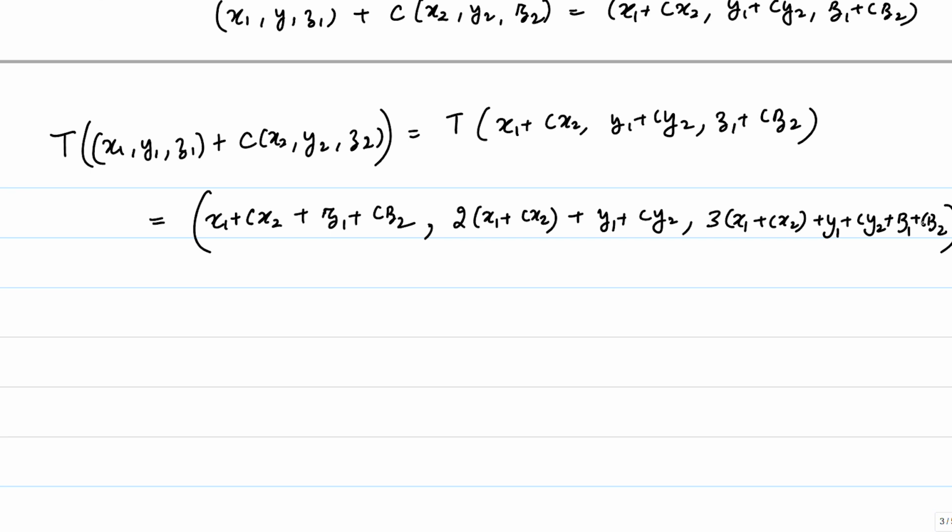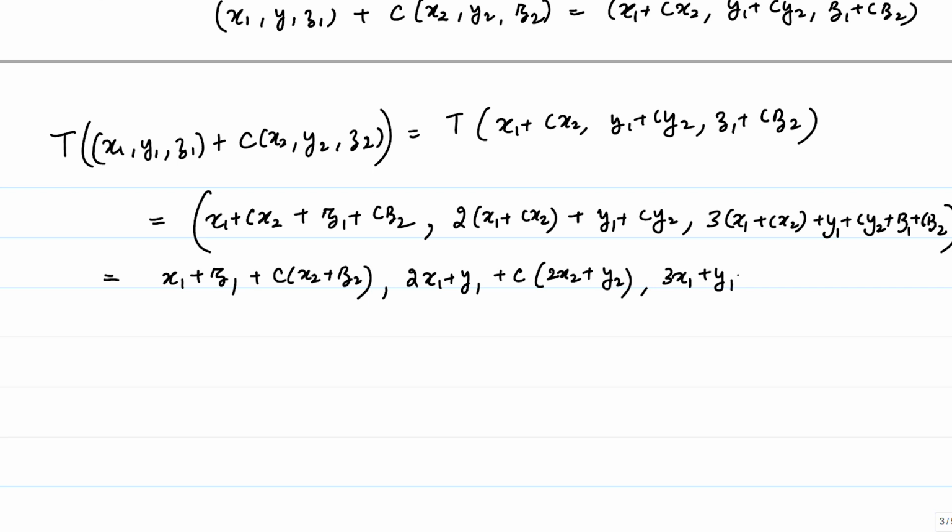Okay, let's split it and write it down. So this is just going to be x1 plus z1 plus c times (x2 plus z2). That's the first coordinate. And then the second one will be 2x1 plus y1 plus c times (2x2 plus y2). And the third coordinate is just 3x1 plus y1 plus z1 plus c times (3x2 plus y2 plus z2). These are all real numbers, right? So we can do all these manipulations freely.